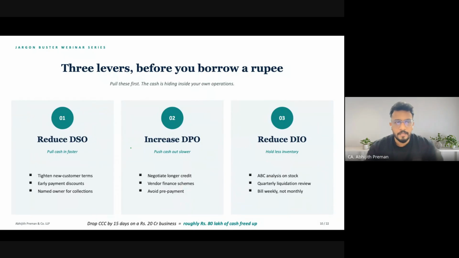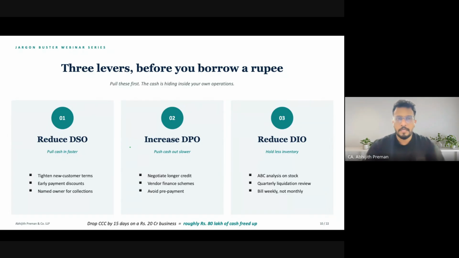Okay. Then name the owner for collection. So there should be somebody designated to make the collections. Typically, what we see is that everybody is behind revenue and profit. Nobody is there to track the collection, and there is nobody to take accountability of the collection. An accountant would be following up, an accountant would be sending the mail, but there would be no action from the customer side. So there should be an ownership from somebody's end.